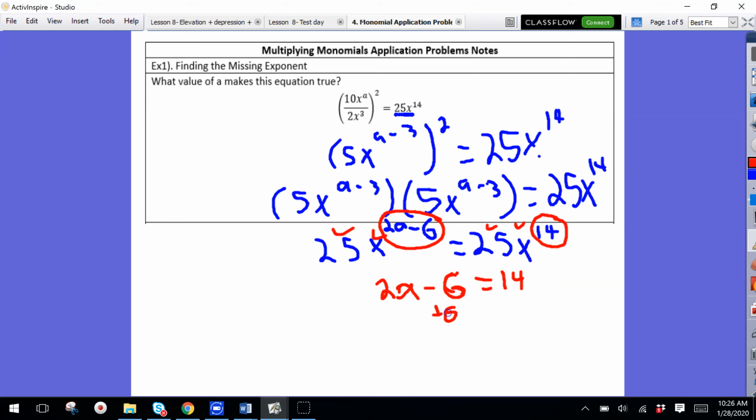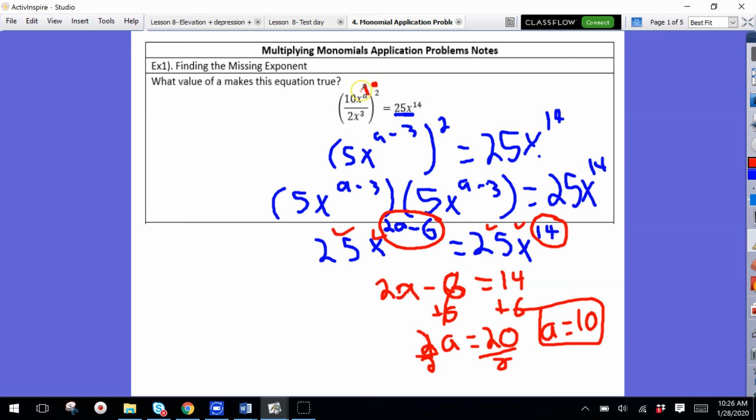We're going to add 6 to both sides, and you're going to have 2a is equal to 20. Divide by 2, and you get that a is equal to 10. So if a is 10, then those sides are going to be equal. And you can always plug it in. If this was the number 10 instead of a, then when I simplified this, it would have become 5x to the 10 minus 3, which is 7. Then if I squared this, 5 times 5 is 25, and x to the 7th times x to the 7th is x to the 14th.